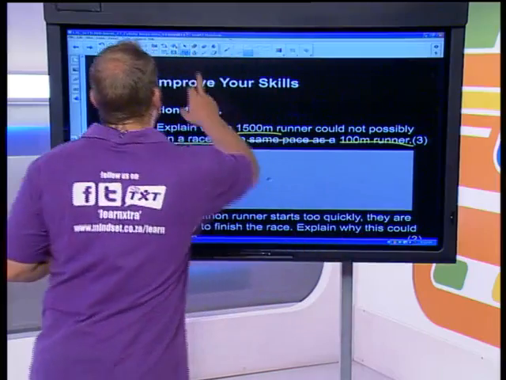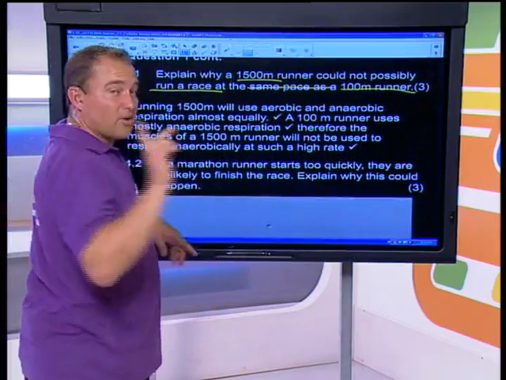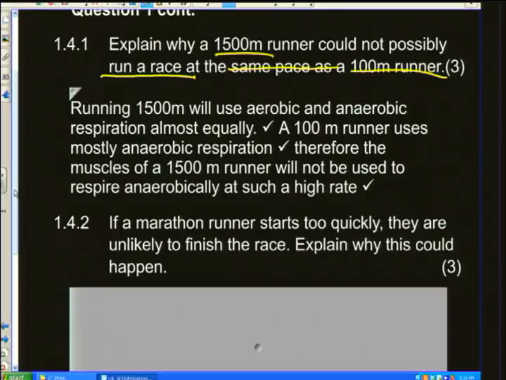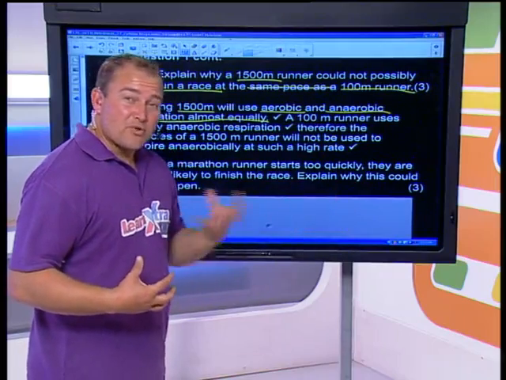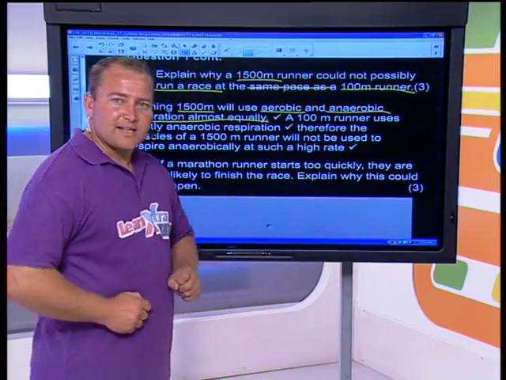Okay, so let's have a look at what the answer is, right? A 1,500-meter runner will use aerobic respiration and anaerobic respiration almost equally. Okay, so they're going to use both because they're running fast, but they're also using aerobic respiration at the body. So they're going to get 2 ATP plus the 38 ATP.